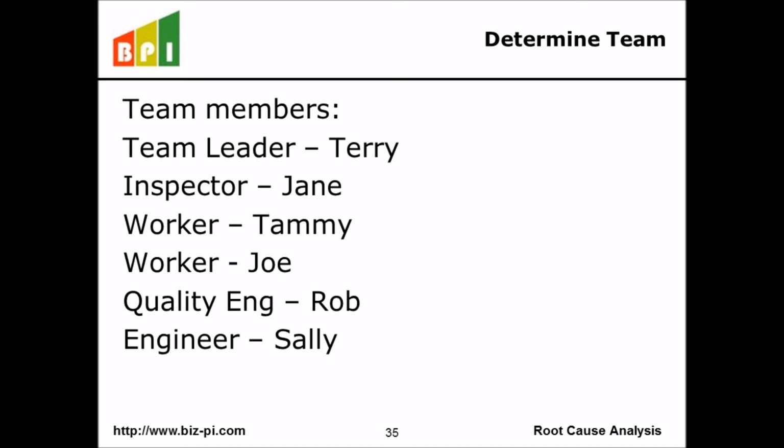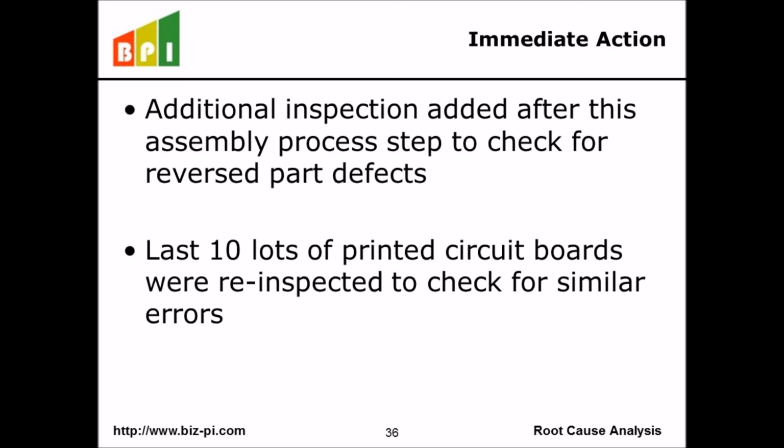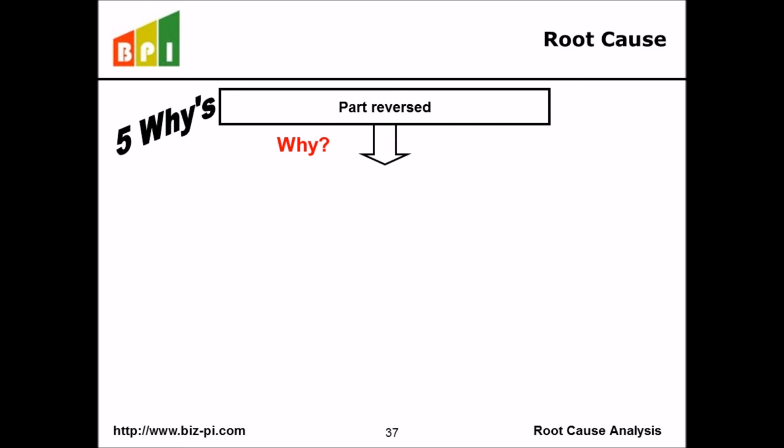We next identify the correct team members based on their roles in the company and how they can contribute to the problem-solving effort. The immediate corrective action is that we'll have additional inspection added after this assembly process step to check for reverse part defects. We also have the last 10 lots of printed circuit boards re-inspected to check for similar errors to see if they got out. We place our problem statement in the first box, then we ask the first why.